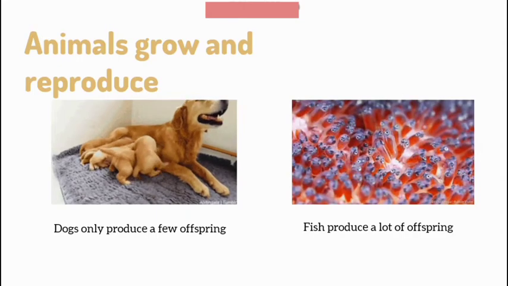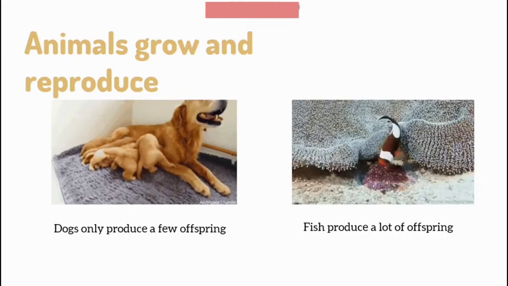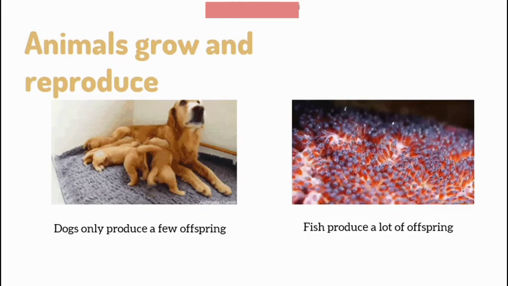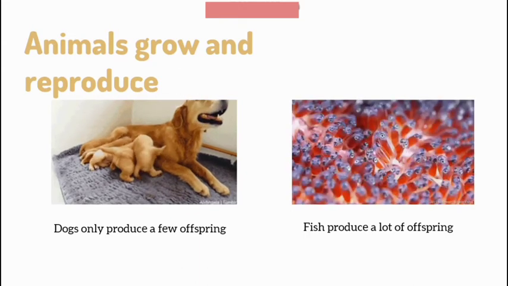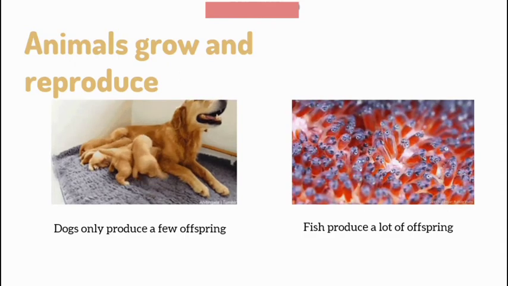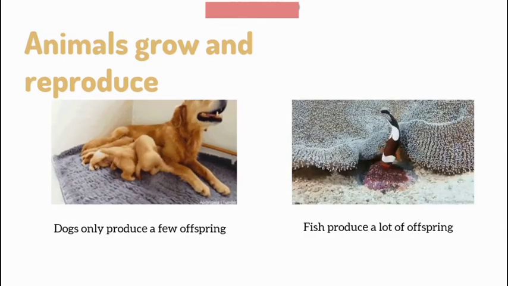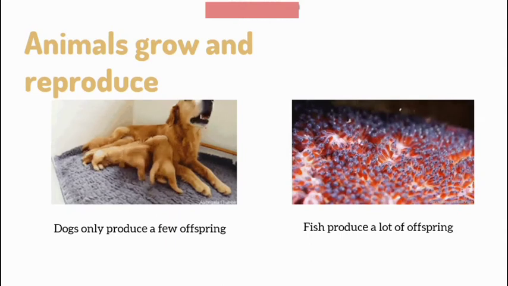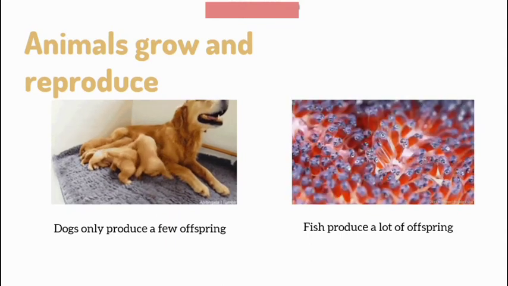Having enough food to eat allows our body to grow and mature. Animals also grow and reproduce. They have offspring so that their species does not die out. Offspring are the young. A species means a family group of similar animals.